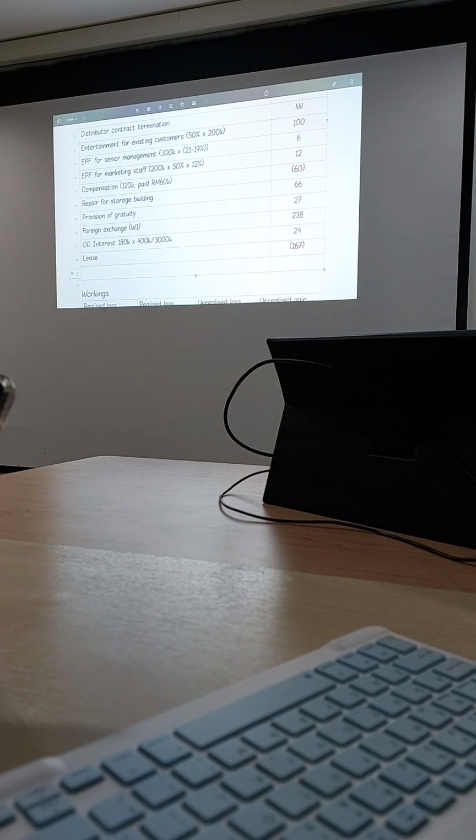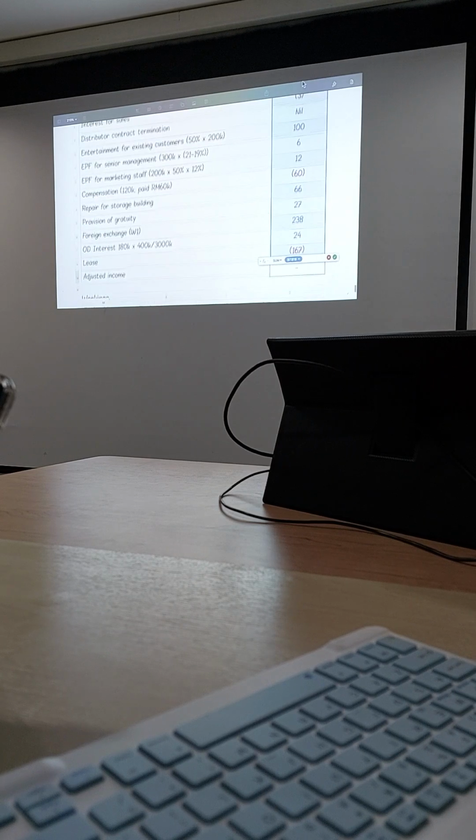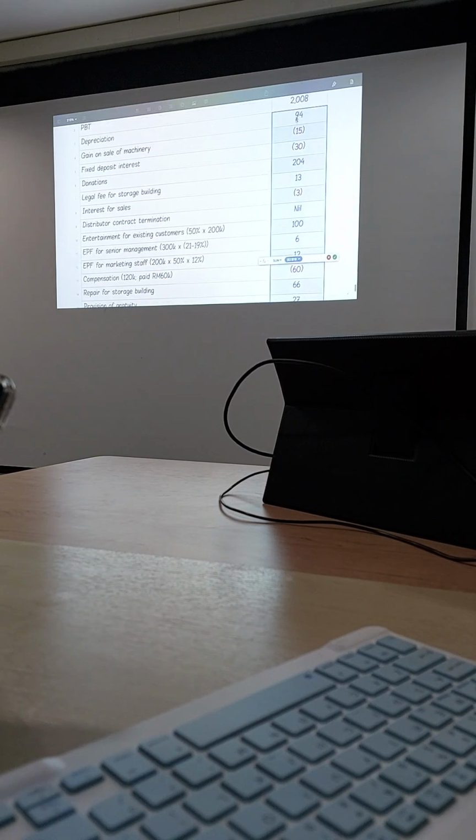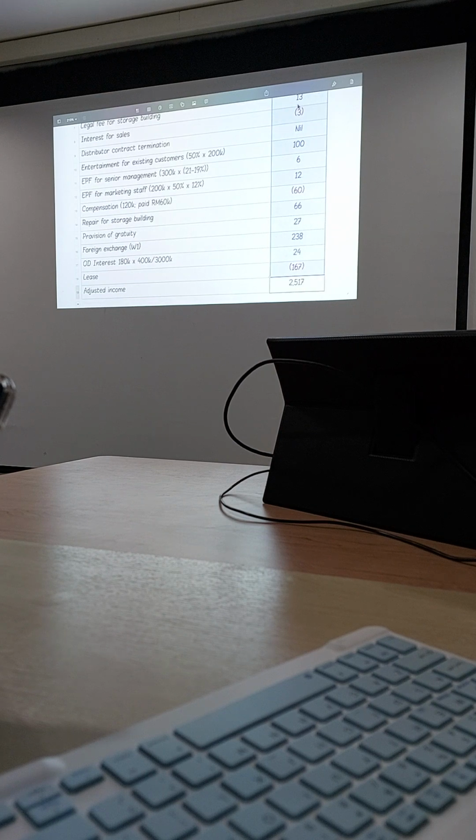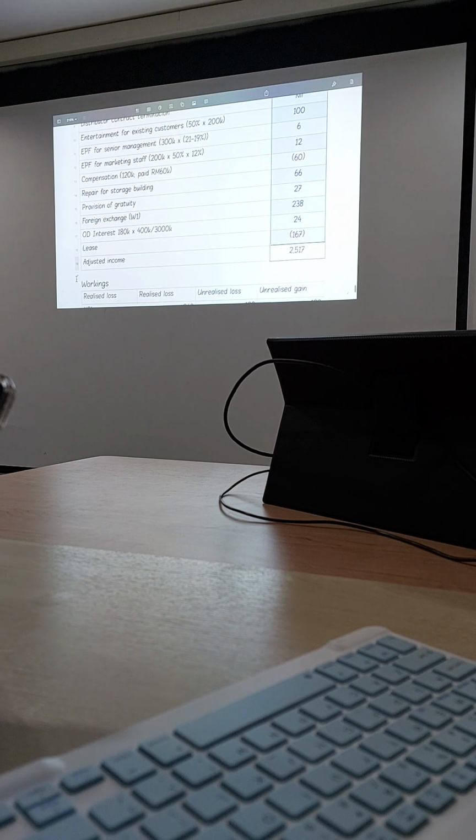Have we done everything? I think we've done everything already, right? So you can just put the adjusted income here. Adjusted income. You put that number down, 2517. Then you put balancing charge first. Please remember that. Balancing charge must come first.